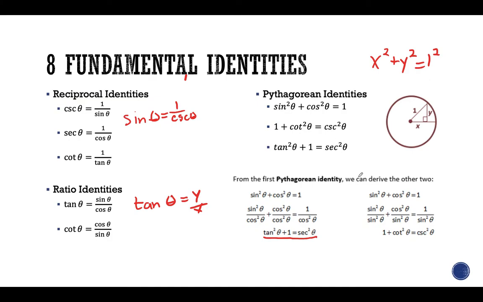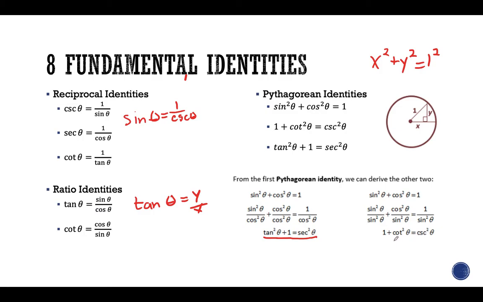And the same thing with our middle Pythagorean identity. If we take sine squared theta plus cosine squared theta equal to 1, we divide the entire thing by sine squared. Well, sine squared over sine squared is 1. Cosine squared over sine squared is cotangent squared, and 1 over sine squared is cosecant squared theta.